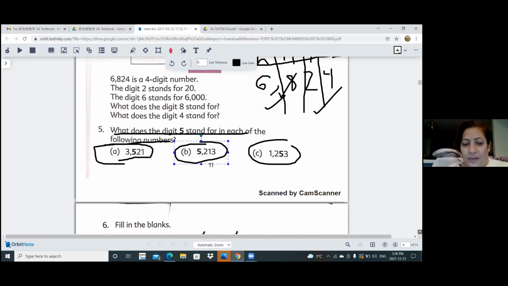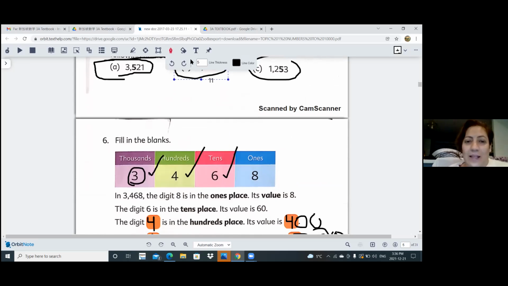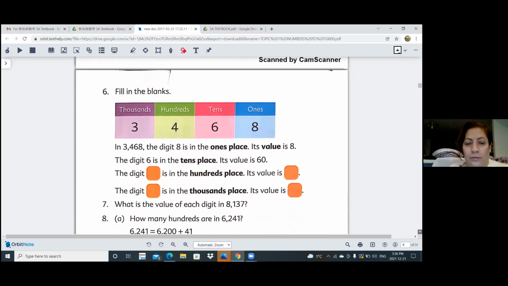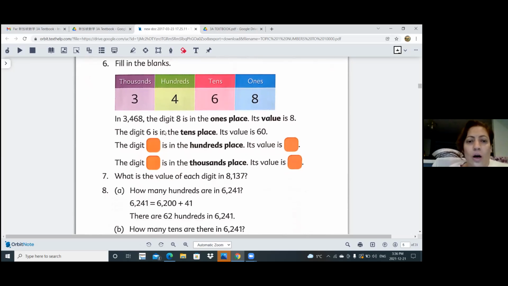Good job. All right, time to fill in the blanks. Can somebody read me this number? What does this number sound like when you put it all together? Michael. 304. Uh-oh, it's not 300. 3,468. Good job.